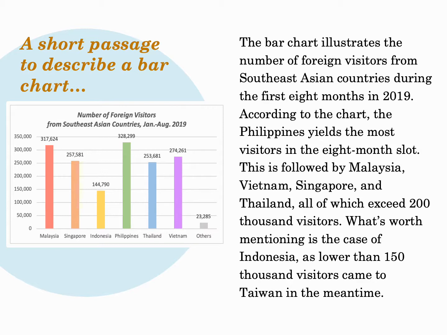Based on this bar chart, we can write a passage that explains the graph. The bar chart illustrates the number of foreign visitors from Southeast Asian countries during the first 8 months in 2019. According to the chart, the Philippines yields the most visitors in the 8-month slot. This is followed by Malaysia, Vietnam, Singapore, and Thailand, all of which exceed 200,000 visitors. What's worth mentioning is the case of Indonesia, as lower than 150,000 visitors came to Taiwan in the meantime.